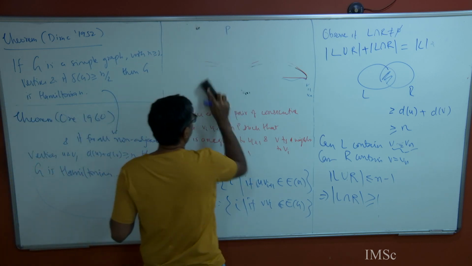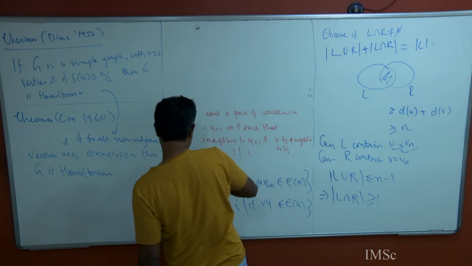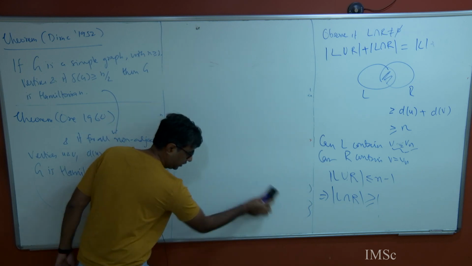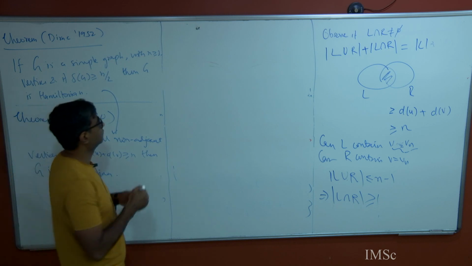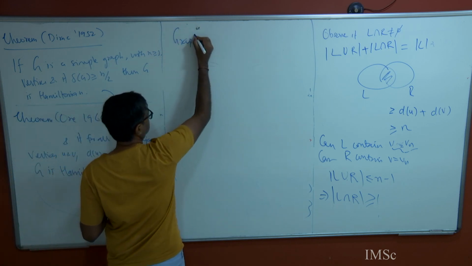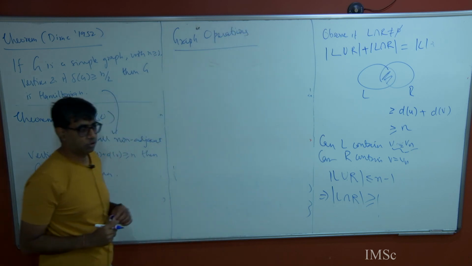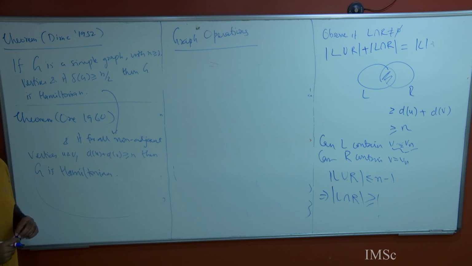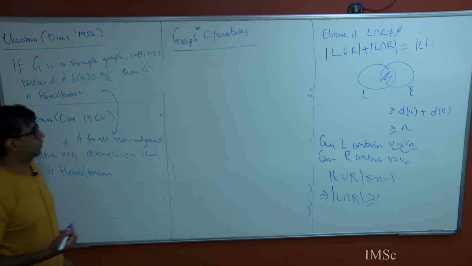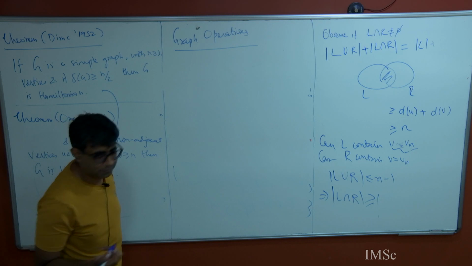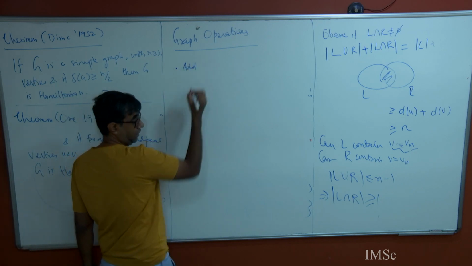There are some fundamental graph operations that people do. What are the graph operations you have seen up until now? Graph operation means operations which can modify the graph. Like adding an edge? No, up until now we have not added any edge. Correct, fine. So add an edge, while maintaining a simple graph.